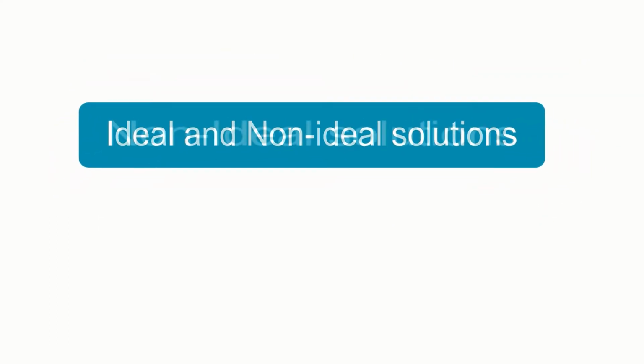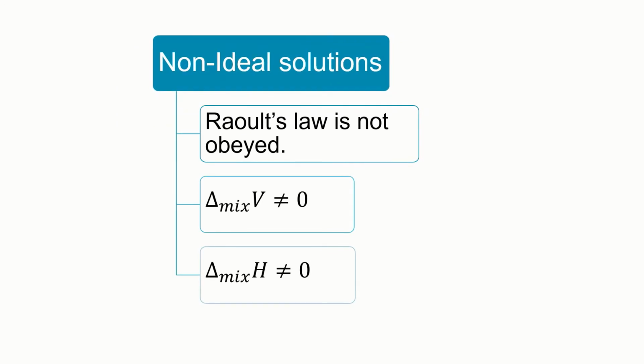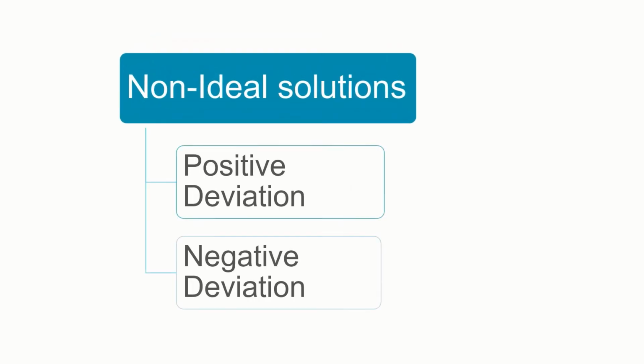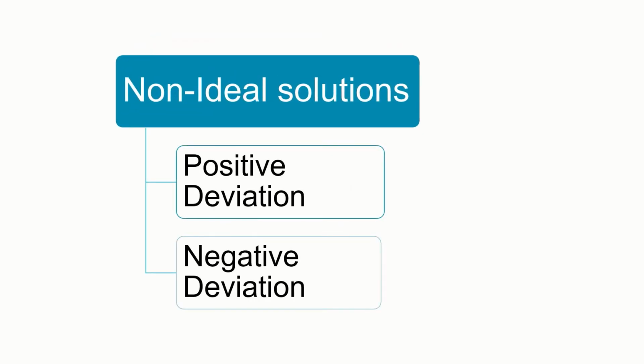A non-ideal solution is one which does not obey Raoult's law. For such solutions, the enthalpy of mixing is not zero, and the change in volume while mixing is also not equal to zero. A non-ideal solution can show either positive deviation from Raoult's law or negative deviation from Raoult's law.